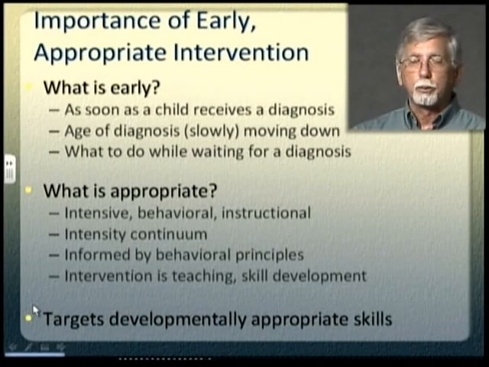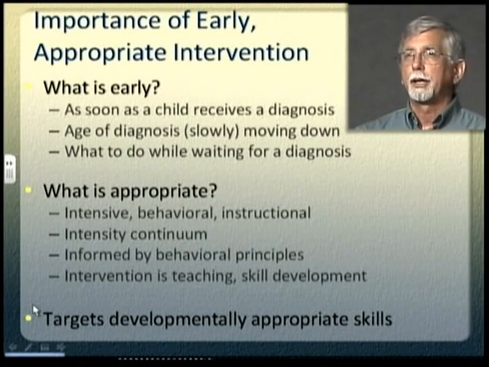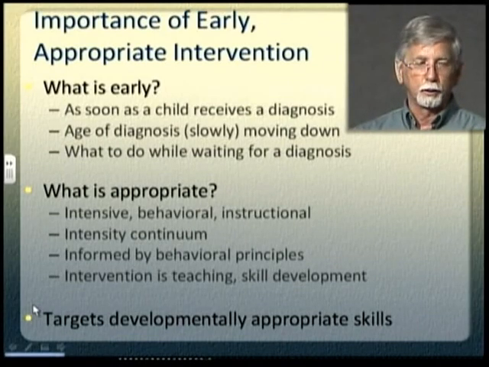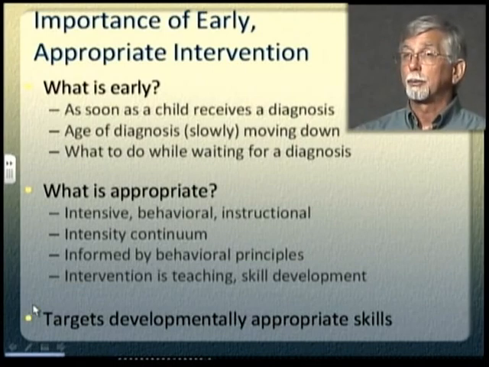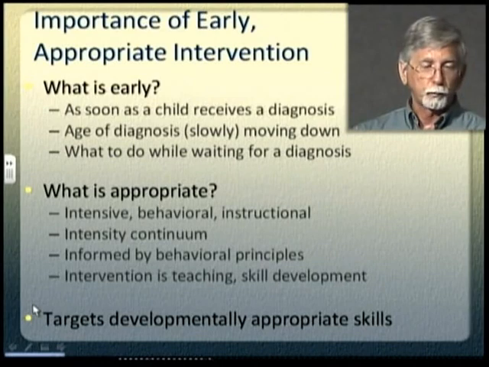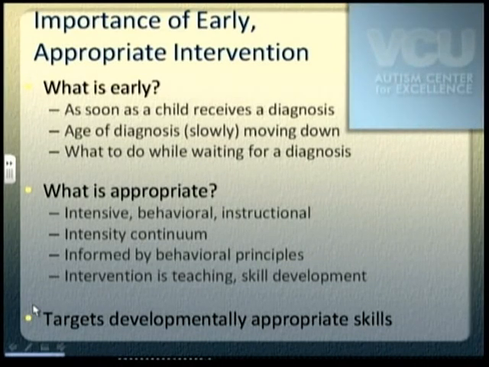And finally, the literature would generally agree that intervention is teaching and that it is skill development, that while we may call this therapy, it really is about developing the child's social and communication skills and assisting them in overcoming behaviors that may interfere with their effective functioning in a social and communication context. And so it is about teaching. It's about skill development. And therefore, the education system bears a critical role in supporting the child's development and moving forward. And finally then, appropriate early intervention will target developmentally appropriate skills.